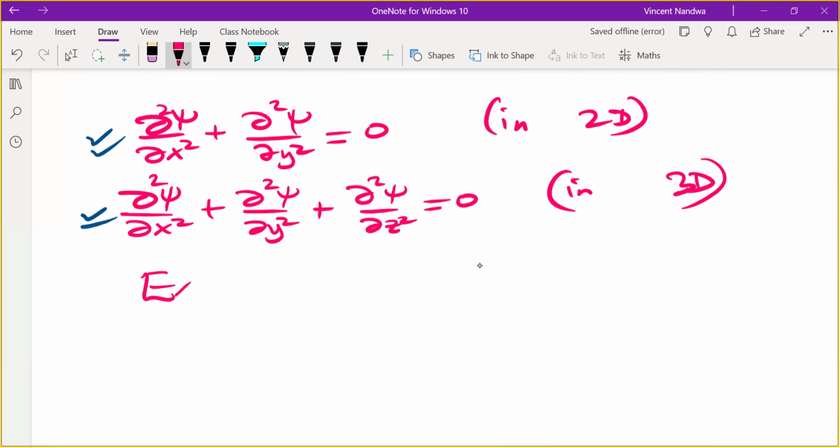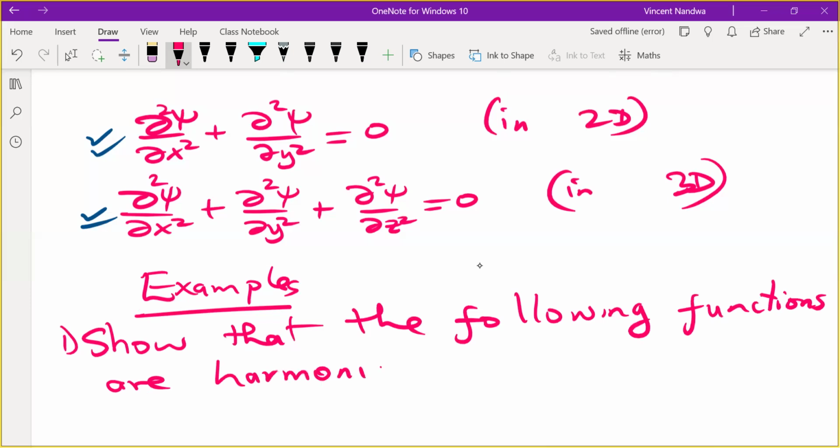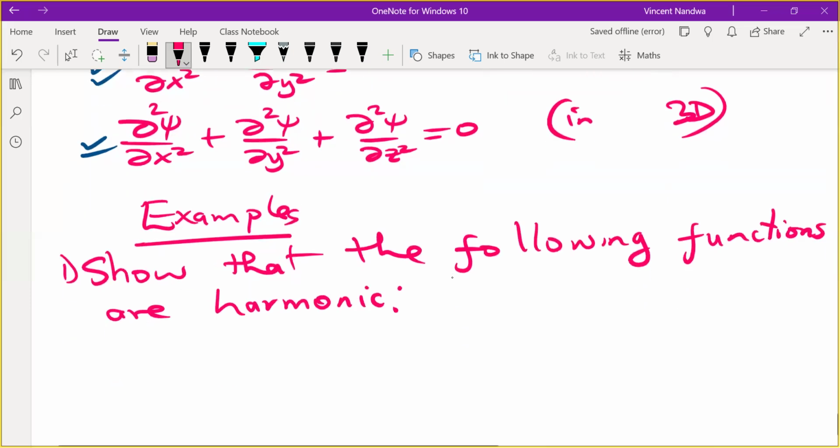So, example: show that the following functions are harmonic. The first one is u, which depends on x and y, given by x squared minus y squared plus 2x.